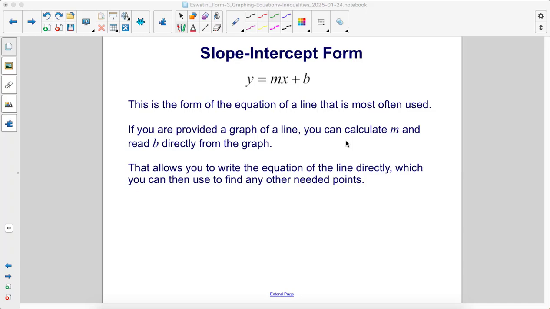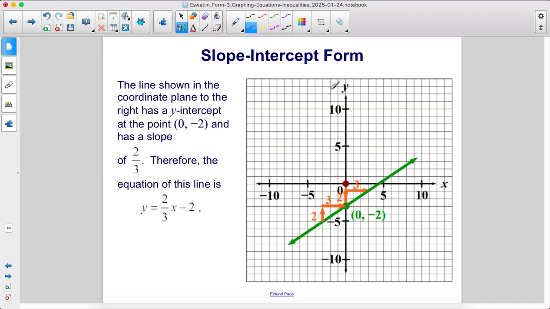The line shown in the coordinate plane to the right has a y-intercept here at the point 0, negative 2. So b is negative 2. And it has a slope of 2 over 3, because to get from this point to any other point on the line, we go up 2 over 3. Rise over run, 2/3. Therefore, the equation of this line is y equals mx plus b, where slope m is 2/3 and b is negative 2.